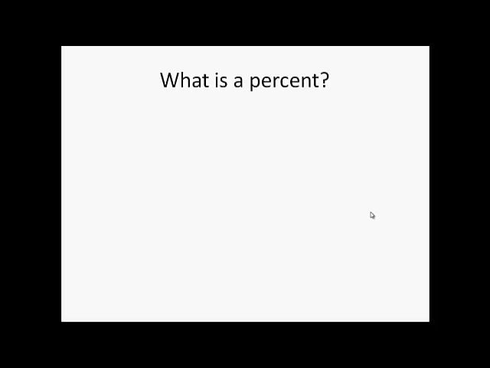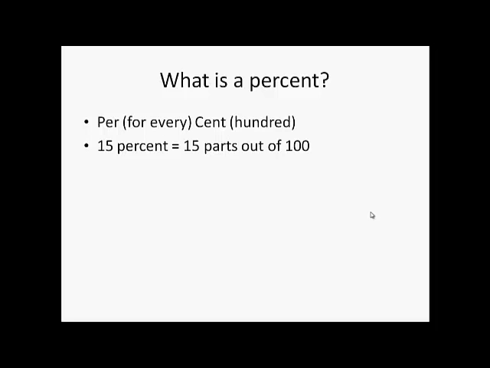So what exactly is a percent? Well, to go back a little into the root of the word, percent comes from per, which is for every, and cent, which means 100. So literally percent means out of every 100 parts. So 15% literally means 15 parts out of 100. 22% by the same example would mean 22 parts out of 100.